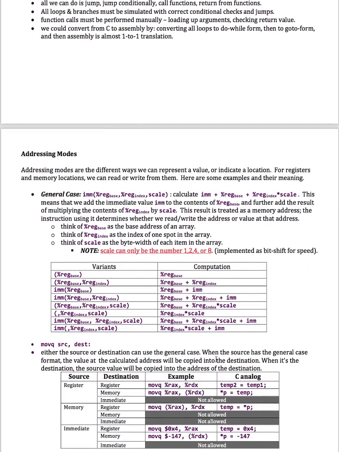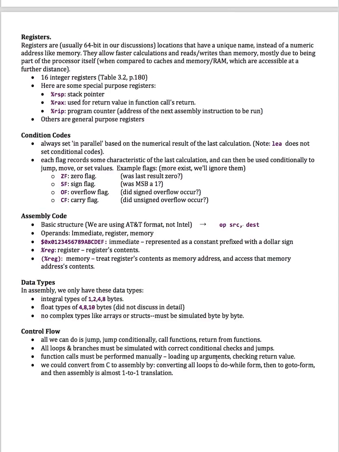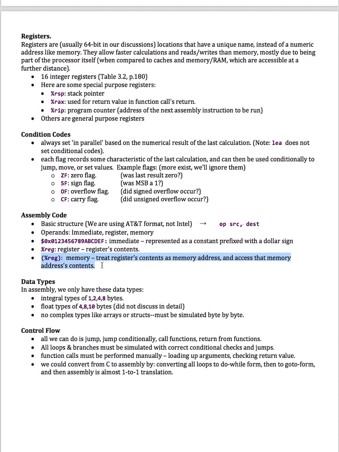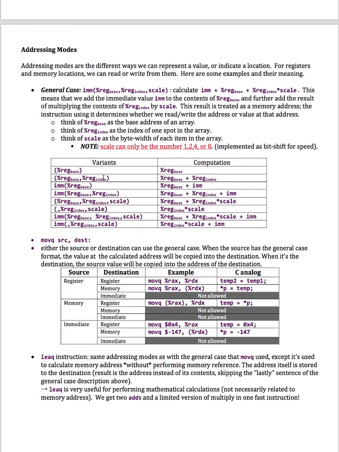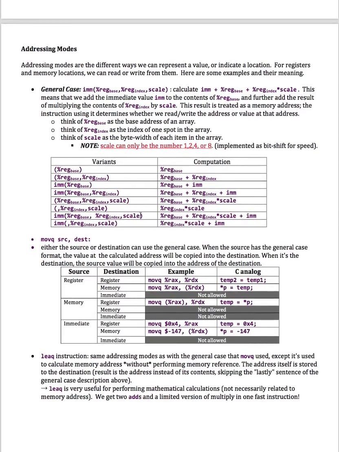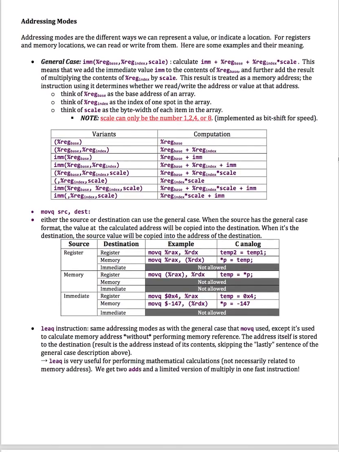All right, let us move on to addressing modes, which corresponds to the part where we want to have memory as an operand in assembly code. The addressing mode again is to express different parts of the memory as an operand in assembly code.